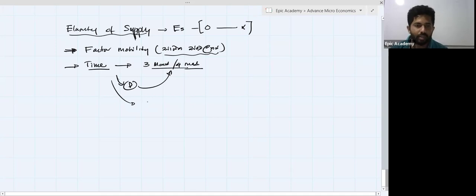So just consider some production that needs no much more time. Within 2 hours, he can produce that good and service. So if they got that kind of ability, according to change in the price, he can change the quantity of supply. The ability is there.